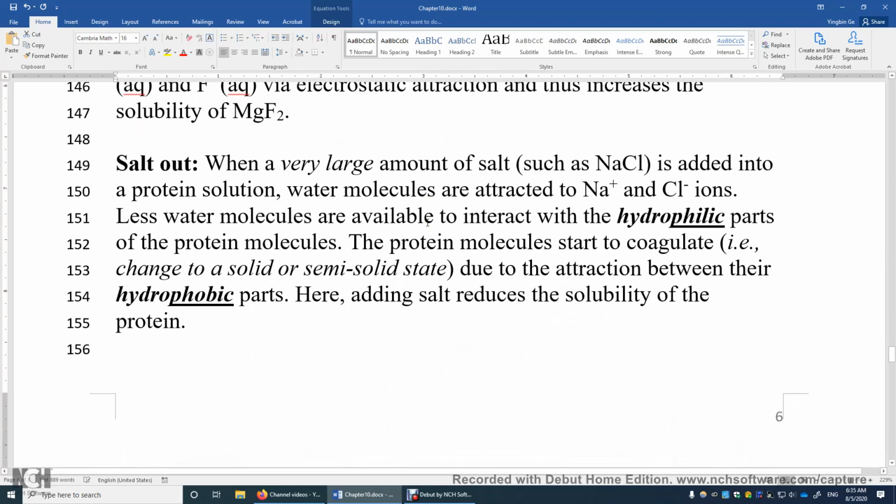Now salt out. Well, that's a completely different mechanism. If you're trying to dissolve protein, it's hard enough because you need to have a lot of water molecules to interact with the hydrophilic part of the protein to dissolve it. And then if you add a very large amount of salt, like sodium chloride, these sodium plus and negative chloride minus ions will attract the water molecules.